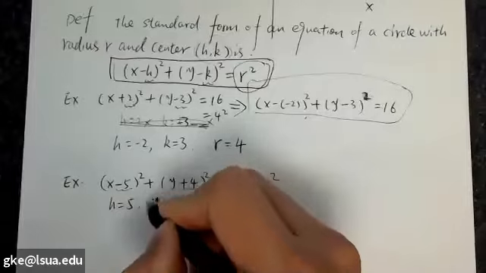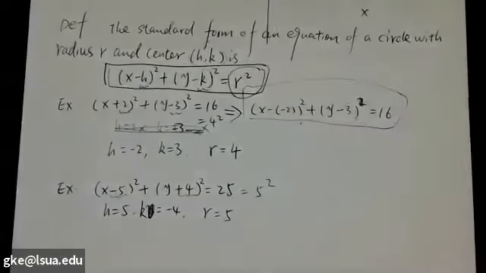You mean K equals negative 4, not Y? Oh, sorry, you're right. K. Okay, that's a typo.